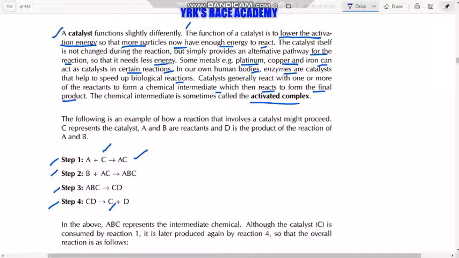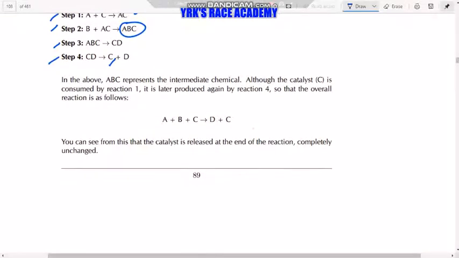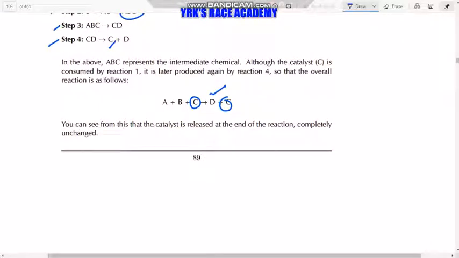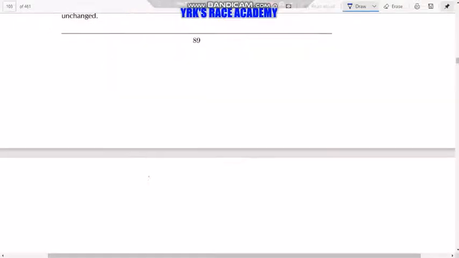So in the above, ABC represents an intermediate chemical that is called the activated complex. Although catalyst C is consumed by reaction 1, it is later produced again by reaction 4, so that the overall reaction is A plus B plus C gives rise to D plus C. In that, C is the catalyst in the reaction, and D is the product. So what you understand here is that the catalyst is released at the end of the reaction completely unchanged.